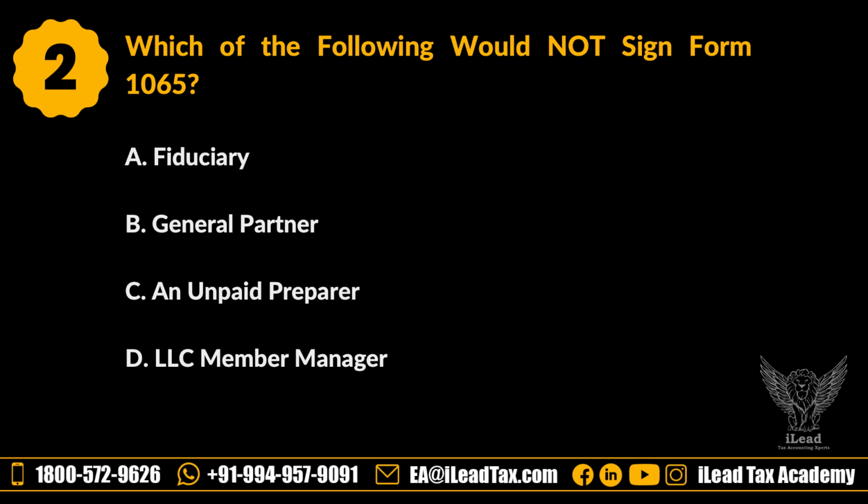And option B, general partner. So general partners are actively involved in the management and operation of the partnership. They have authority to make decisions and manage the partnership's affairs. A general partner would typically sign Form 1065 as they are responsible for the partnership's financial and tax matters.